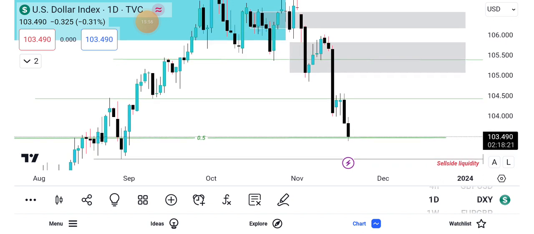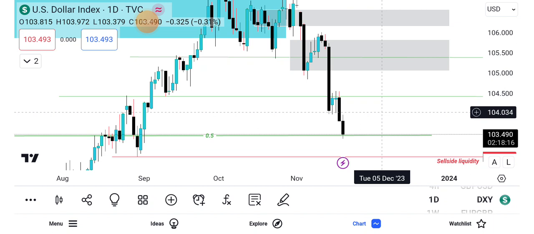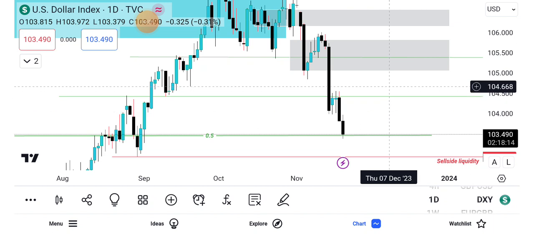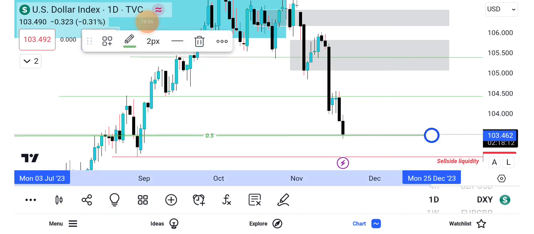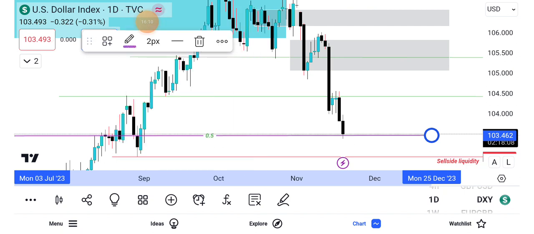Okay, so I was watching this price. Remember these two green ones. Let me make another color. You can have a light purple.